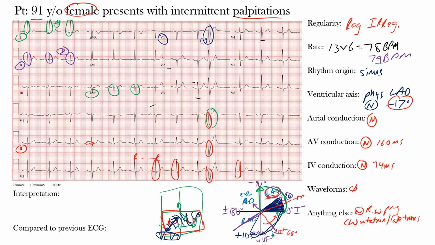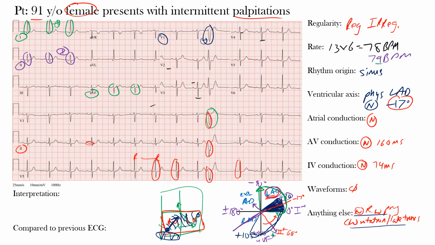Okay, so that's premature ventricular contractions, and let's look at our final interpretation here. So we said we have a regular rhythm with sinus origin and the rate is 79 beats per minute. The ventricular axis we said is physiologically normal, although it has that leftward shift. There is normal atrial, AV, and IV conduction. There are no abnormal waveforms, and the R wave progression and transitional zone that we saw here, that normal R wave progression, the clockwise or late transition in the precordial leads, okay?